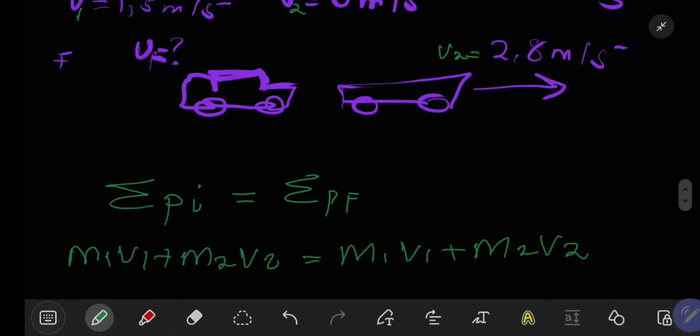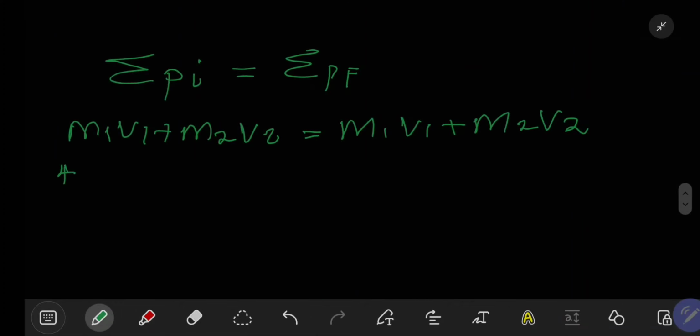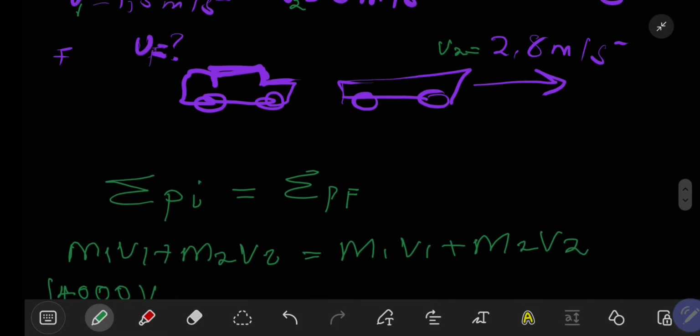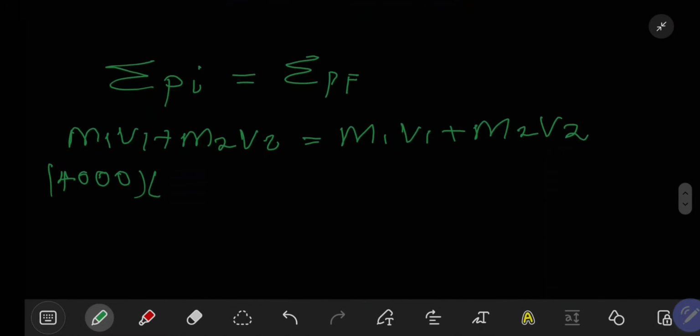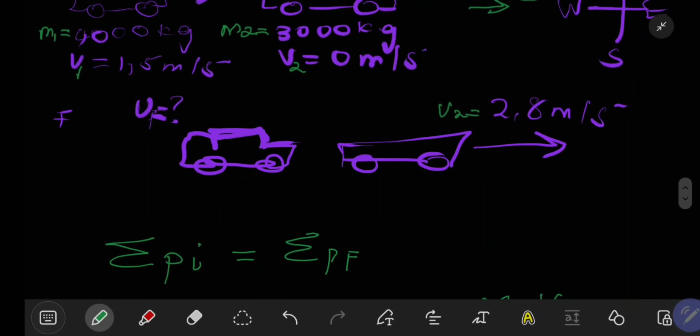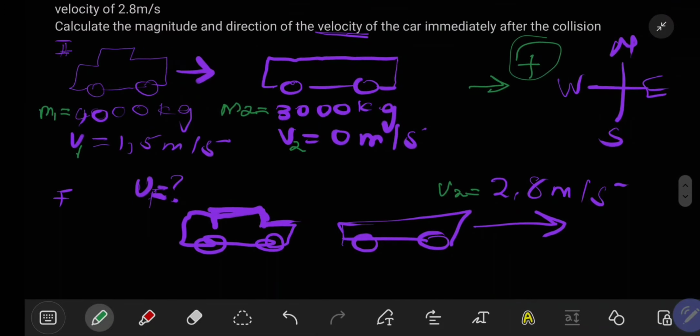Then initially the mass of this car was 4,000. We had 4,000 kg multiplied by the velocity of this car, which was 1.5. Because it's going in the eastern direction, it means it's positive 1.5, plus the mass of this wagon, which was 3,000. We multiply that by 0 because it was stationary, which equals the mass of this car at the final stage.